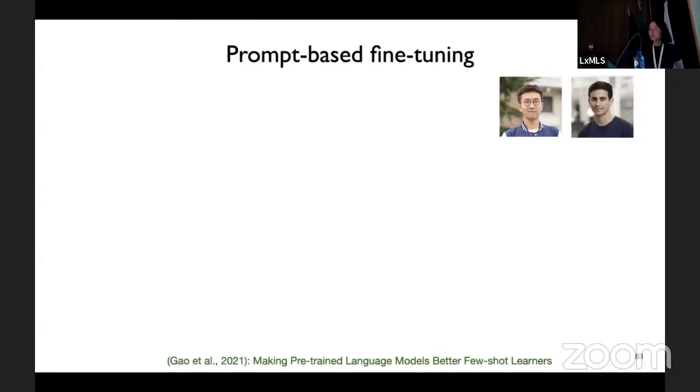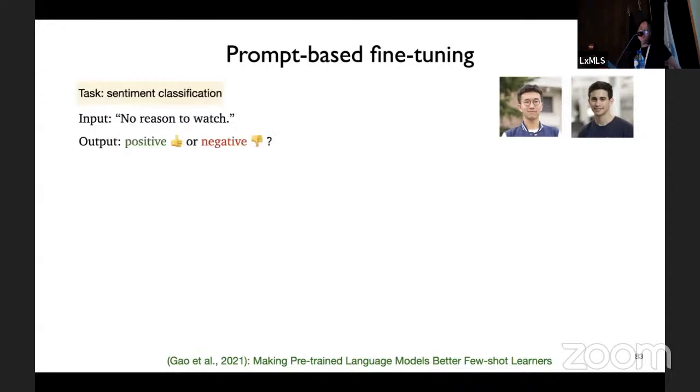And another quick idea that people have been exploring in the last couple of years is called prompt-based fine-tuning. My group has also done one of the early works in this space. The idea is also very simple. I just told you how to adapt BERT to a sentiment analysis task by just adding a linear classifier on top of the CLS token. But is there another way to do this?